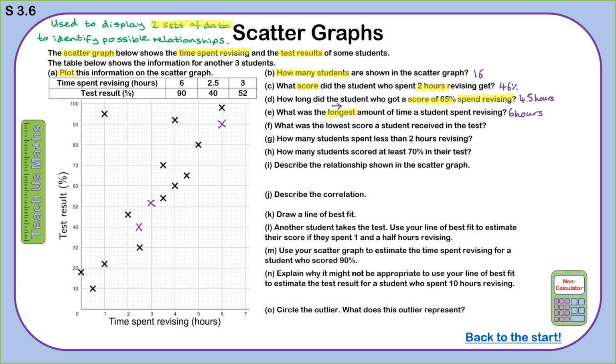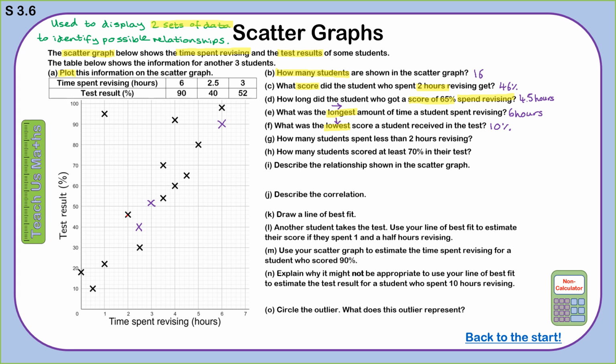Part F. What was the lowest score a student received in the test? So for the lowest score, we need to find the point or points that are furthest down, which is this point here, and they had a test result of 10%. So the lowest score a student received was 10%, lower than any of the other students.